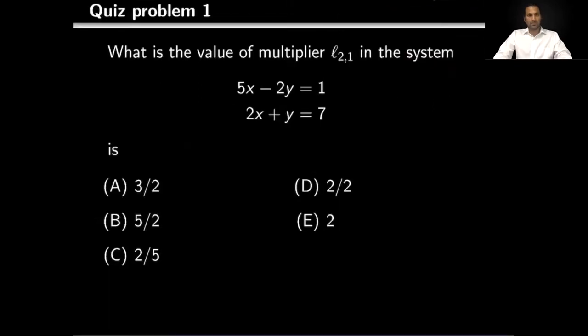Here I have one quiz problem for you to practice. The quiz problem is, what is the value of the multiplier l21 in this system? The system is 5x minus 2y is equal to 1, 2x plus y is equal to 7. Pause the video for one or two minutes and practice on this problem.